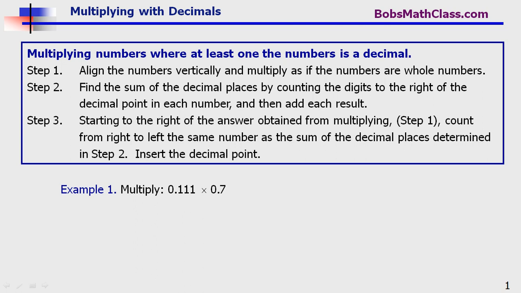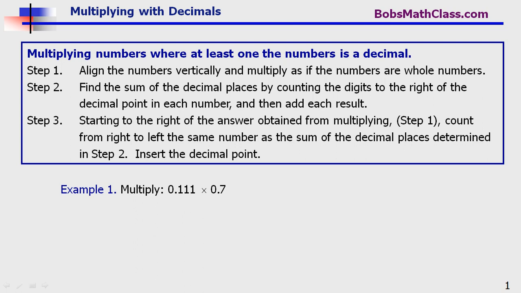Here's the next part of it. Step 2. Find the sum of the decimal places by counting the digits to the right of the decimal point in each number. Then add each result. Okay, so that's kind of unclear what that means, but we'll go through it.